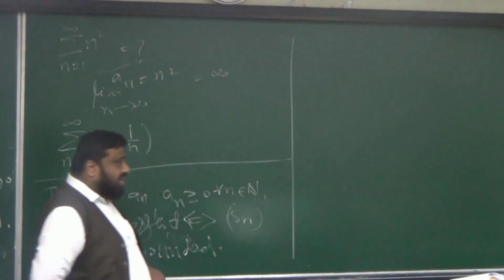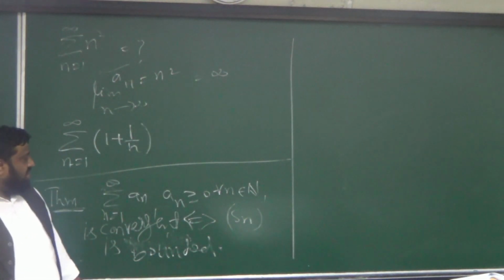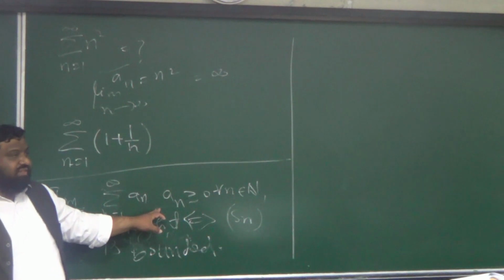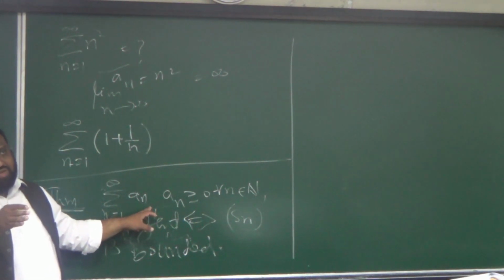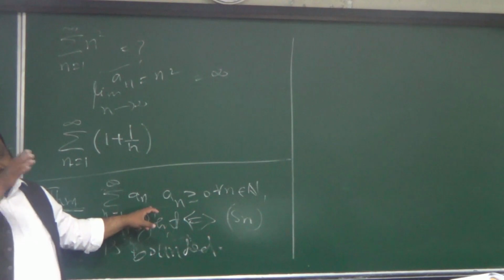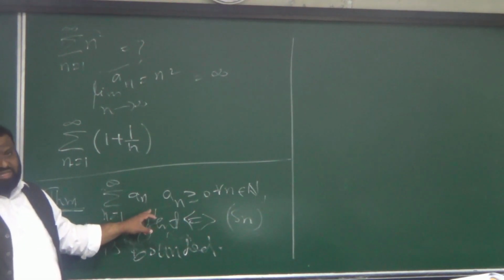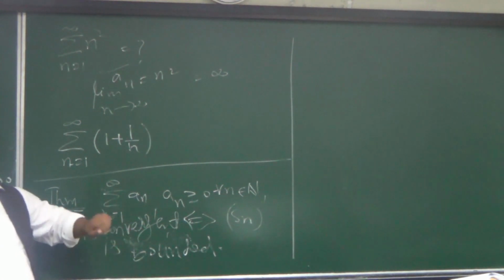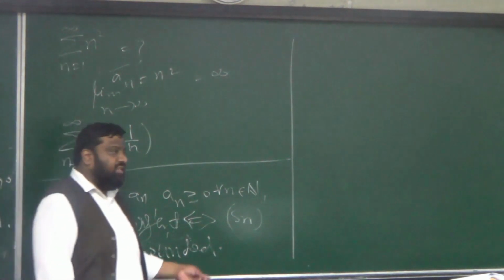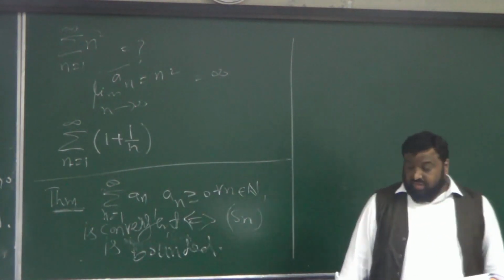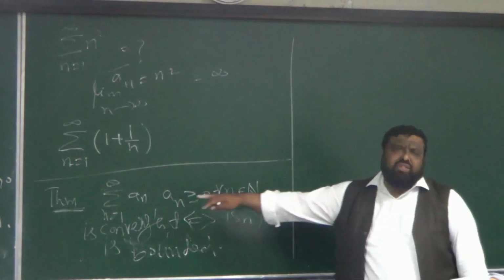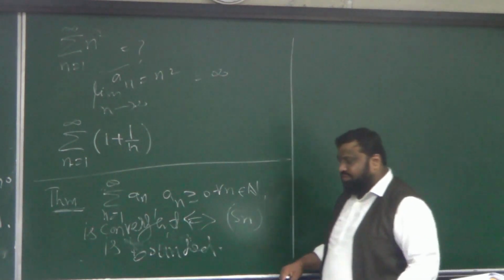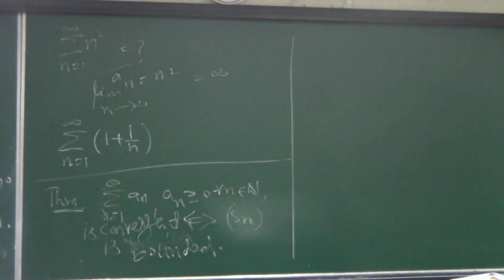You say that Sn is bounded, and if all these are non-negative, that means A1 plus A2 is going to be bigger than A1, and A1 plus A2 plus A3 is going to be bigger than that. Then Sn must be monotone as well. So if it is monotone and bounded, the MCT guarantees that it should converge. Hence the series converges. So you see that this follows from something interesting.